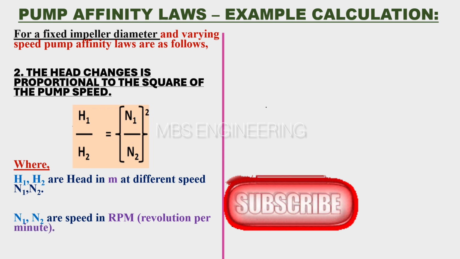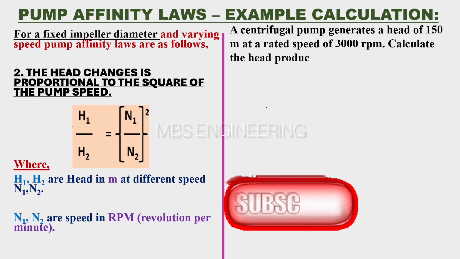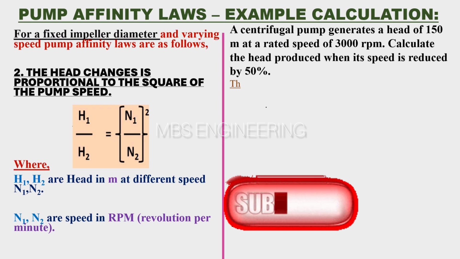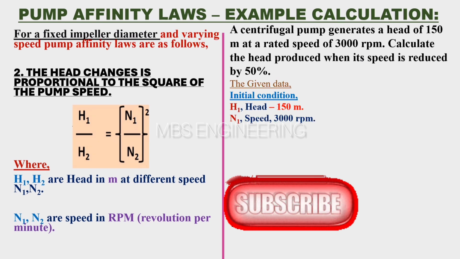Next, we will go through some sample calculations for a better understanding. A centrifugal pump generates a head of 150 meters at a rated speed of 3000 revolutions per minute. Calculate the head produced when its speed is reduced by 50%. The given data: the pump's initial conditions are H1, the head, 150 meters, and N1, the speed, 3000 revolutions per minute.